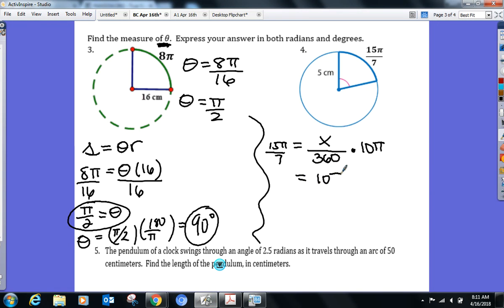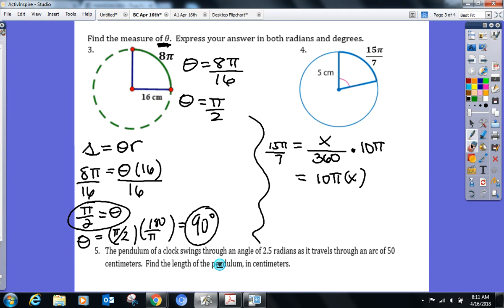So I get 10 pi times x equals, oh boy, huh? Good thing we got fraction templates, which of course this one doesn't have. Is that a decimal we should be rounding right now? Probably shouldn't be a decimal, we're rounding. So let's see, I gotta do that here. 15 pi over 7 times 360. Wow.